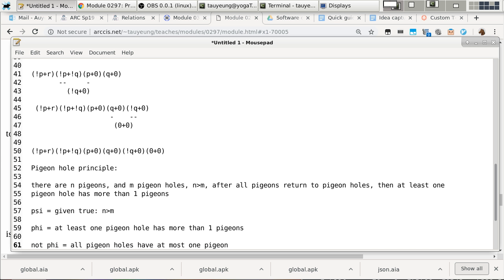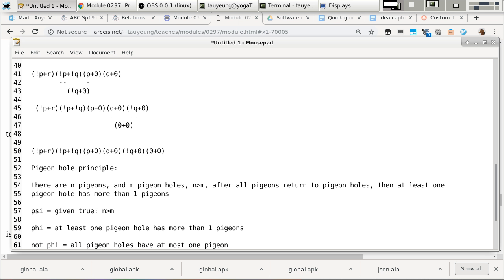So when you want to look at it in a formal manner, "at least one pigeonhole has more than one pigeon" is using the existential quantifier. There exists at least one pigeonhole such that the number of pigeons in it is greater than one. Okay? The negation of that is using the universal quantifier. It's saying for all x as a pigeonhole, x can only have up to one pigeon.